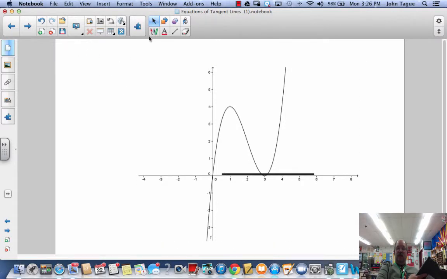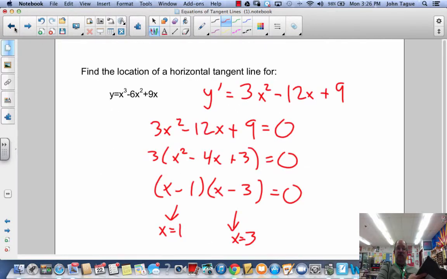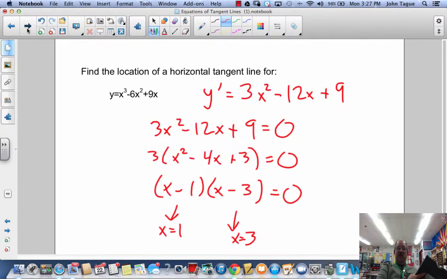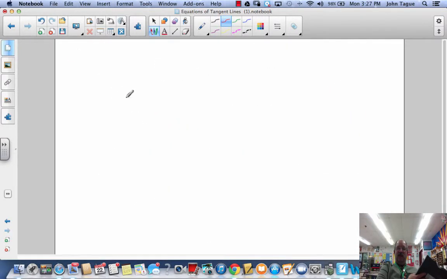Let's see. What else we got? That's all. Okay. So just a little extension, a couple of applications of the derivative. Use it to find the equations of tangent lines. We also will use it to find the equation of normal lines, and a normal line is the only thing different about a normal line.